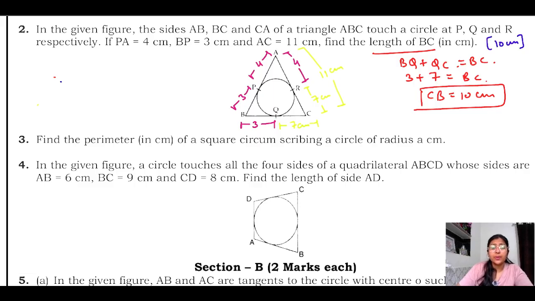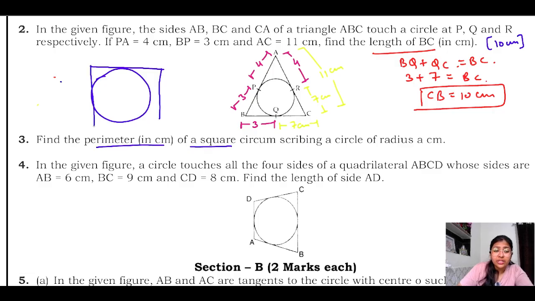This is clear to you? Okay. Now move to the question number 3. We need to find out the perimeter of a square that is circumscribing a circle. There is a circle which is inscribed in a square. So the circle is inscribed in a square such that the circle touches the four sides of the square, like this. It means the side length of the square is equal to the diameter of the circle, yes or no?